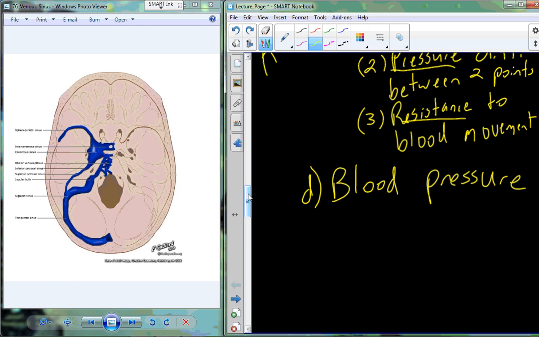Okay, so let's first deal with blood pressure. Yes, still part of blood flow. We're basically going to start out with pressure, and then we'll talk about resistance. And I'm not going to get to resistance today. In fact, I'm probably going to take another 25 or 30 minutes on blood pressure. So just kind of keep this in mind.